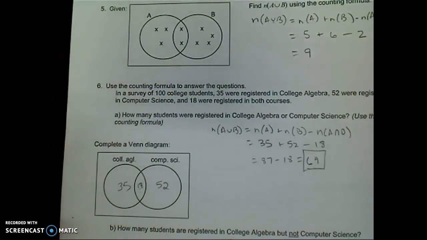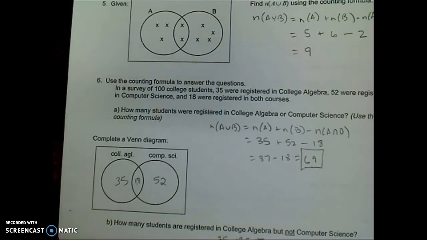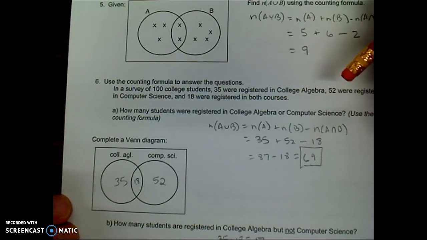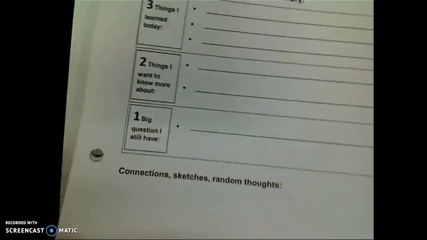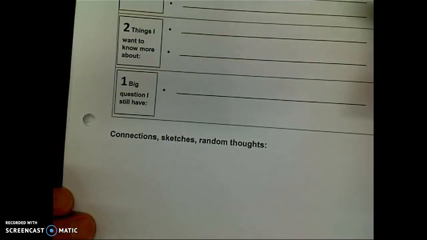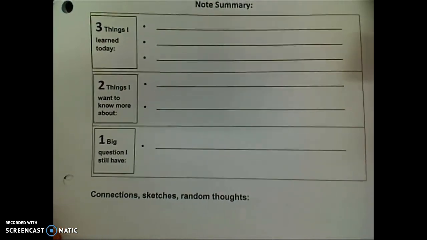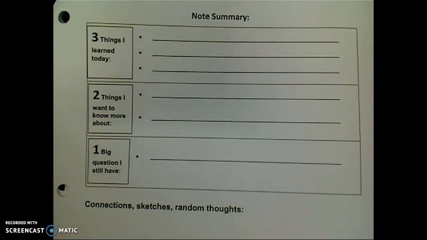So that's a little bit of a walkthrough about how we can use the counting formula, both algebraically, mathematically, and then visually with the Venn diagram. So go ahead and complete your summary on this page. And be sure to check the instructions on Canvas to see if there's anything else that you'll need to do. And we will do the practice set for these problems next time we get together.